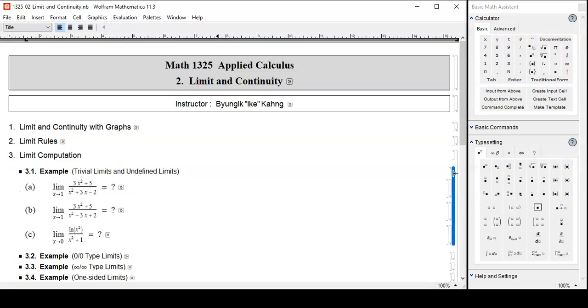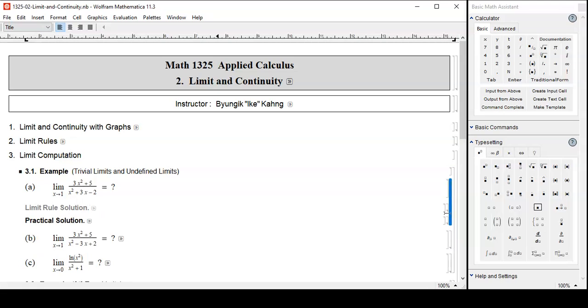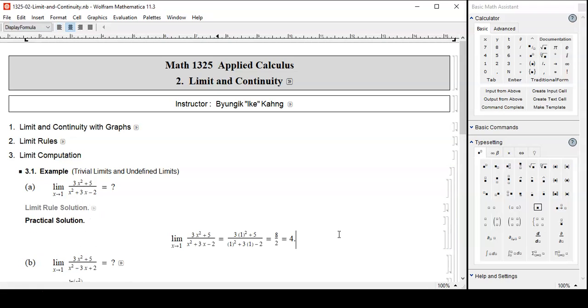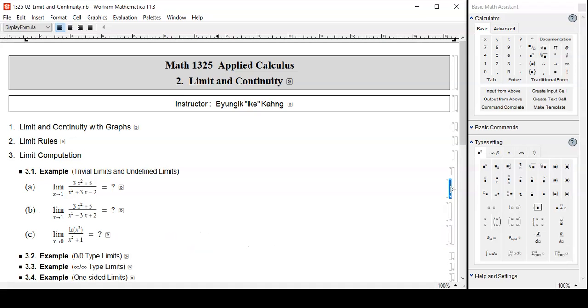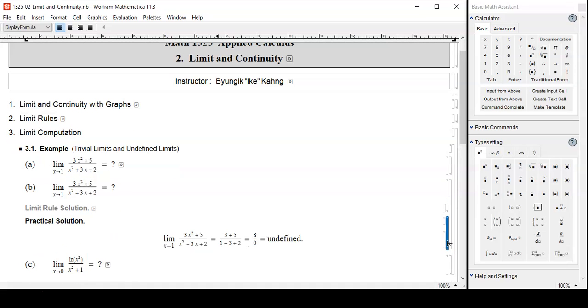First, some trivial limits. These kind of problems, just plug in the numbers and hope for the best. And indeed, the best happened. In some cases, not the best but good enough. We got 8 over 0, undefined, but that happens to be the answer, so it's good.